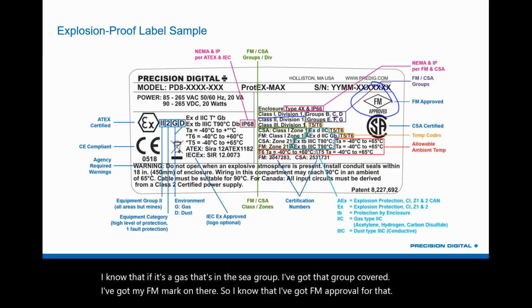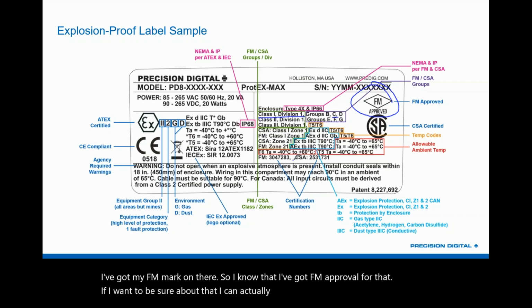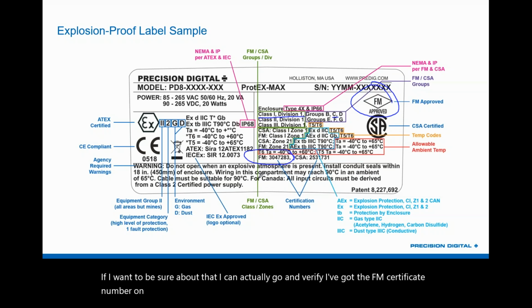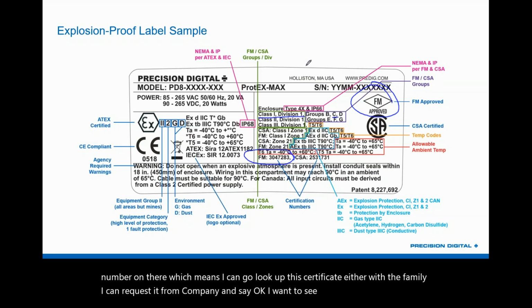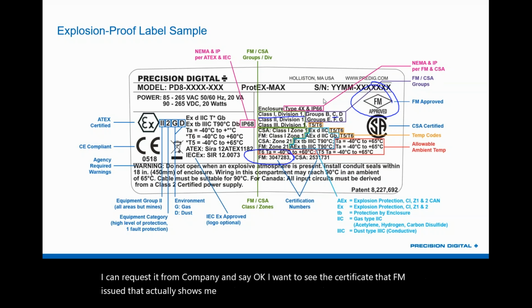If I want to be sure about that, I can actually go and verify. I've got the FM certificate number on there. Which means I can go look up this certificate either with FM or I can request it from the company and say, okay, I want to see the certificate that FM issued that actually shows me this approval and verify that it's actually correct.